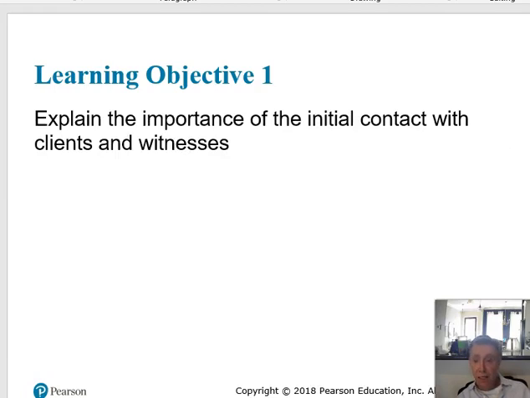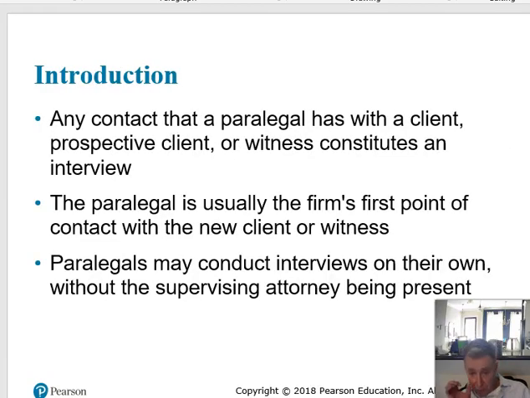Okay, the importance of the initial contact with client and witnesses. Any contact that a paralegal has with the client, prospective client, or witness constitutes an interview. That's just the term for all of them. The paralegal is usually the firm's first point of contact with the new client or witness. Paralegals may conduct interviews on their own without the supervising attorney being present.